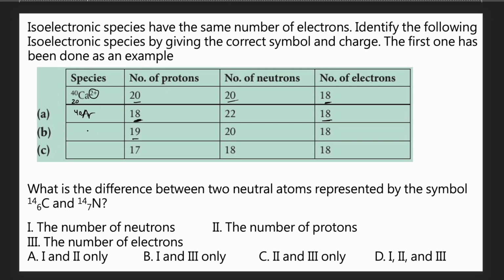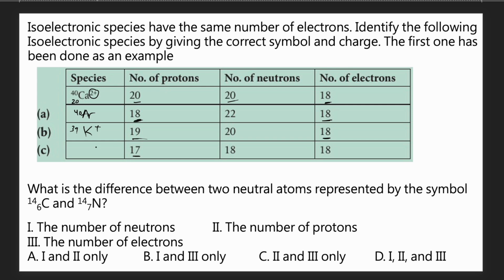Next, the number of protons is 19, so the atomic number is 19. So it's potassium, with mass number 19 plus 20, which is 39. So what about the charge? Here the number of electrons is 18, so it means it lost 1 electron. If it loses 1 electron, the charge is +1.